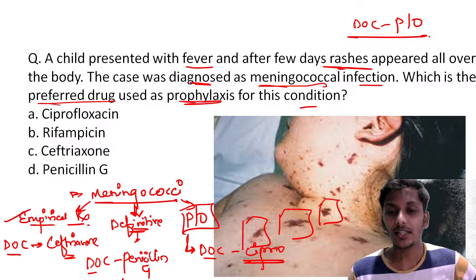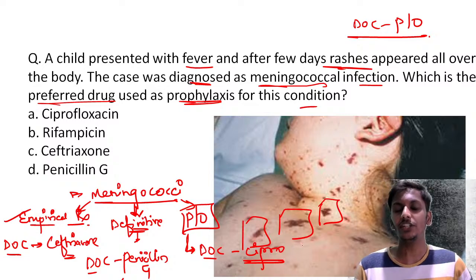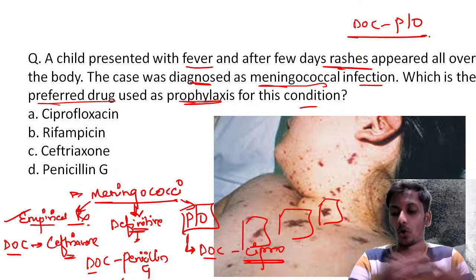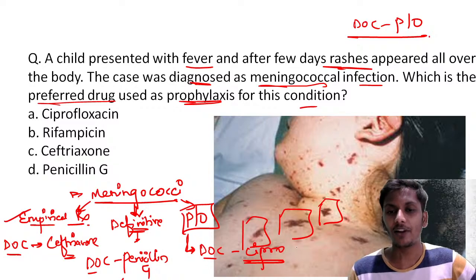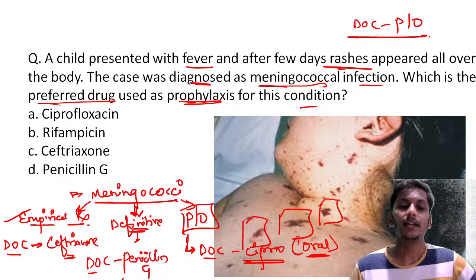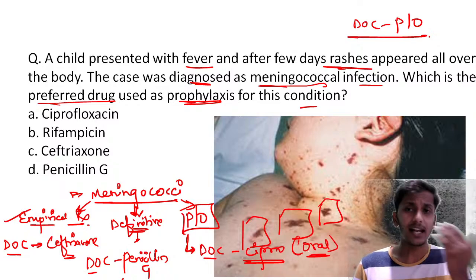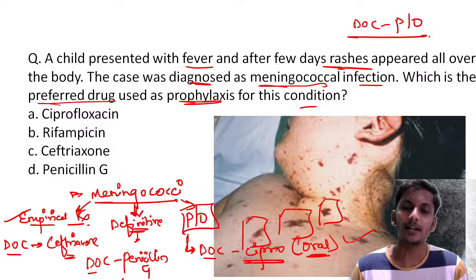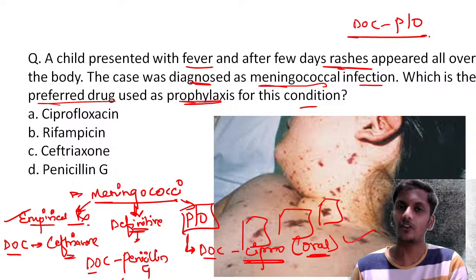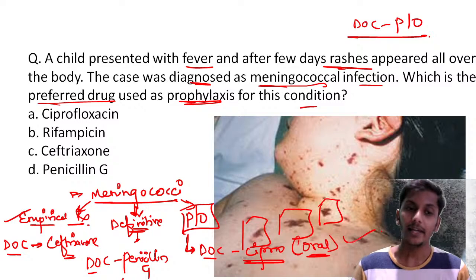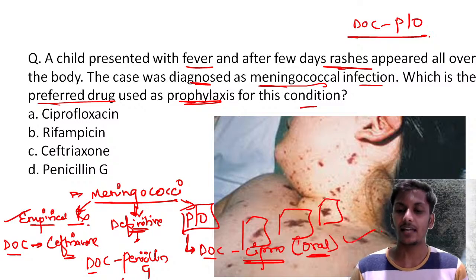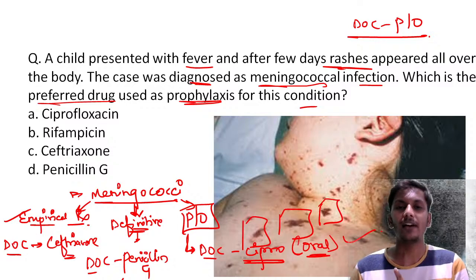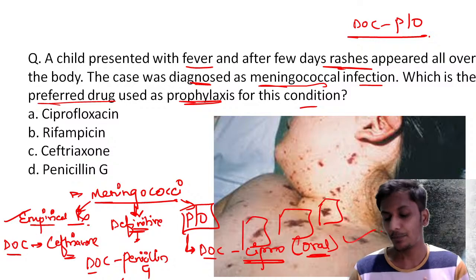Why? Because in mass chemoprophylaxis, where you need to give chemoprophylaxis to a whole community, oral drugs are preferred over intravenous or IM drugs. Rather than injectables, oral drugs are preferred, and ciprofloxacin is an oral drug, and therefore it is preferred as the drug of choice for prophylaxis of meningococci. Ceftriaxone is an injectable drug, as we all know. So please remember, drug of choice for chemoprophylaxis of meningococci is ciprofloxacin.